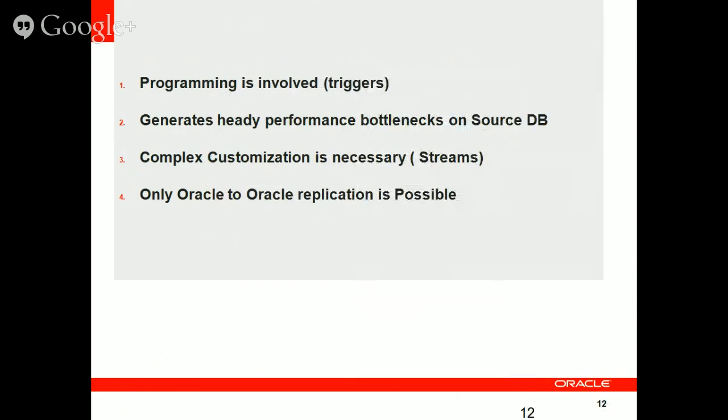So in triggers, programming is involved. If you want to use triggers, you need to do a lot of programming. Then it generates heavy performance bottlenecks on the source database if you are using triggers. Then Oracle Streams can be configured, but it requires complex customization, and only Oracle to Oracle replication is possible with the help of Oracle Streams.